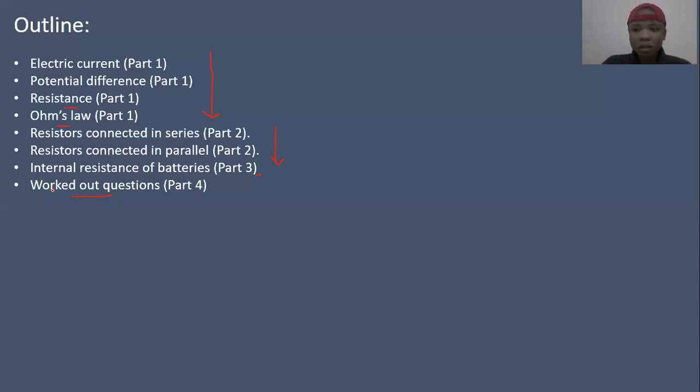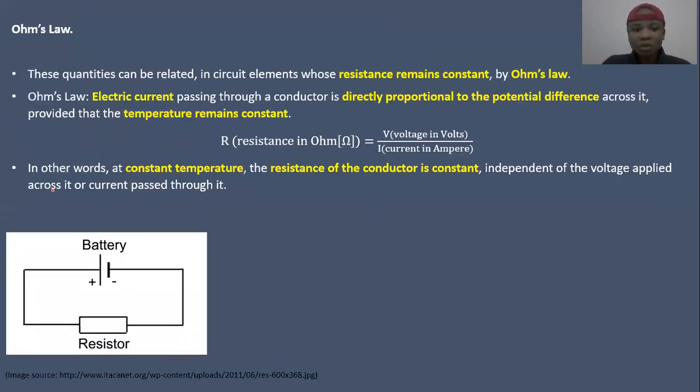So let's get into it. Like I said, this is part 2. If you didn't watch the first video, I would suggest that you watch it because I will keep referring to it a lot. In this video we are going to be talking about resistors that are connected in parallel as well as those connected in series, and you will get to see how the current, the potential difference, as well as the resistance of the entire circuit is affected by those configurations. So let us start.